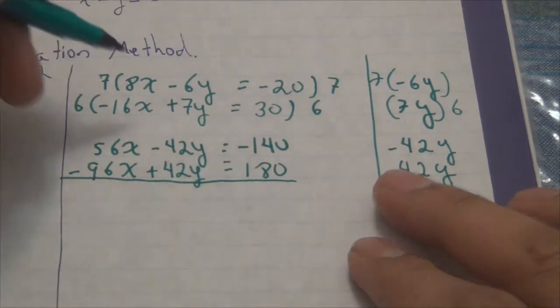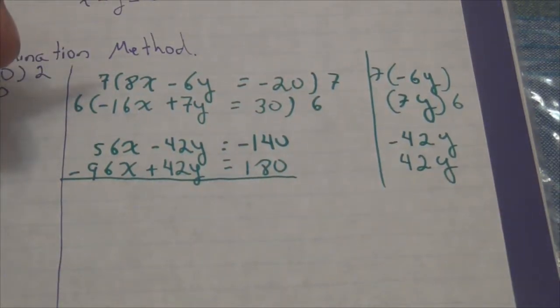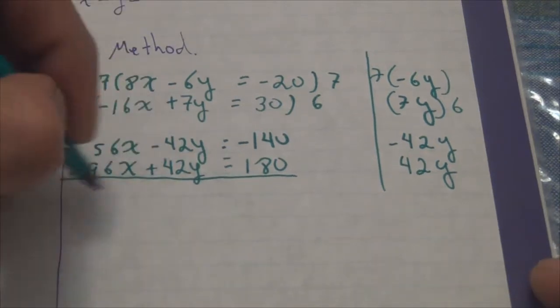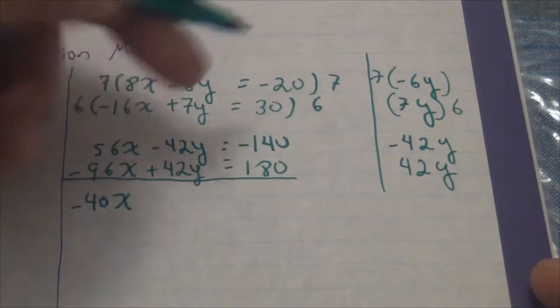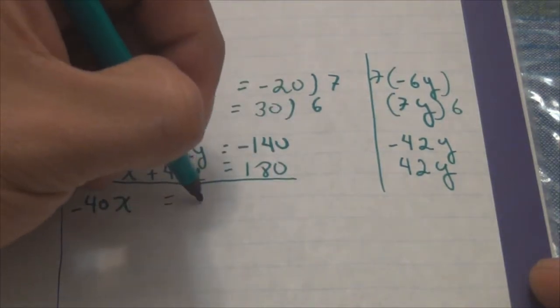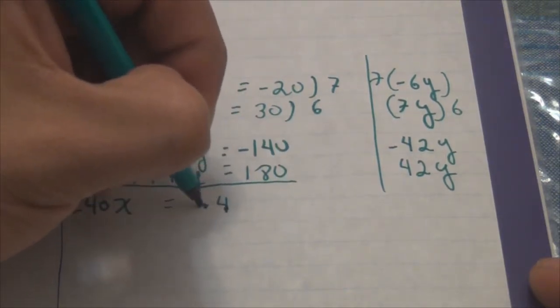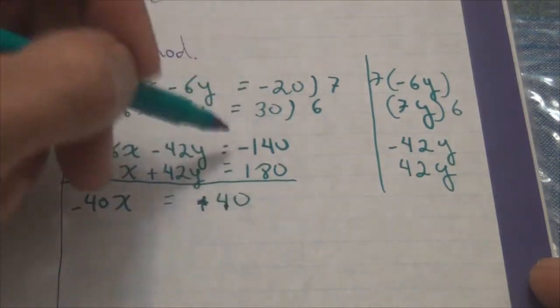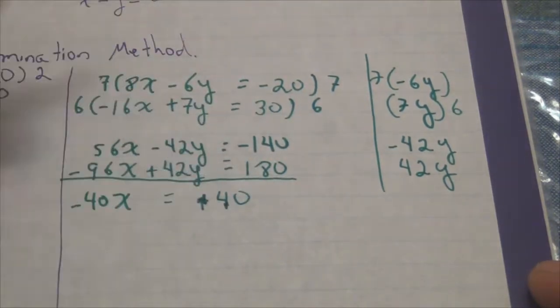All right. So now, what is 56 minus 96? Minus 96. That's negative 40. So I have negative 40x. These two, they're going to cancel out. And now this is positive 40. Look, negative 140 plus 180. In other words, 180 minus 140, positive 40.